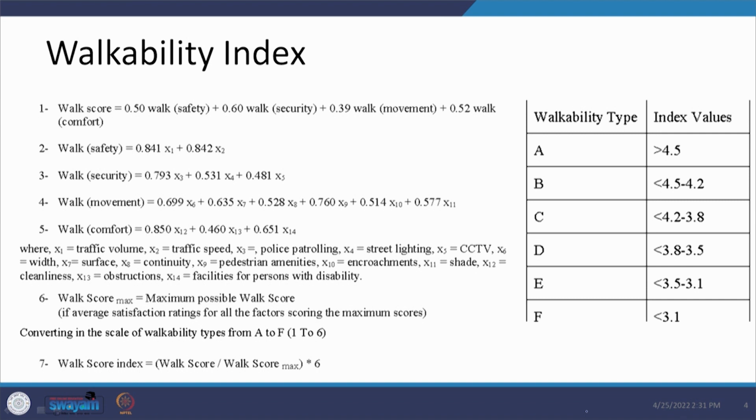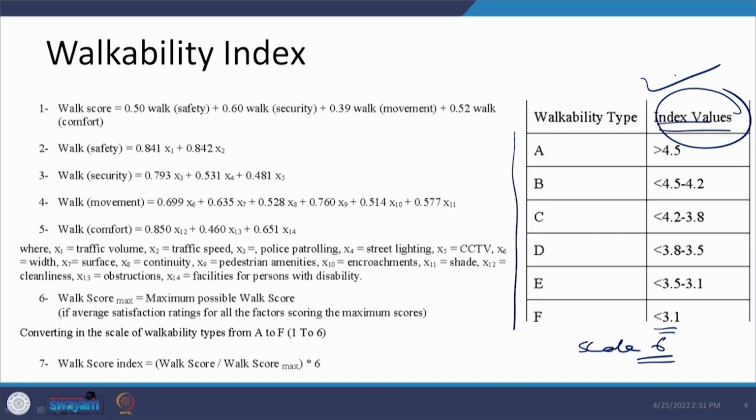Now, when we look at a walkability index, let us start from this side where it speaks of the categories being provided, and on these categories from A to F we have the index values being identified. If you look at it, the index value for a category A is more than 4.5, whereas for F it is less than 3.1, and this is on a scale of 6. So, out of 6 what is the score the particular area is getting in terms of the facilities being provided is what we are looking at, and accordingly we are saying okay, this particular area has a very good facility or may not have a good facility.